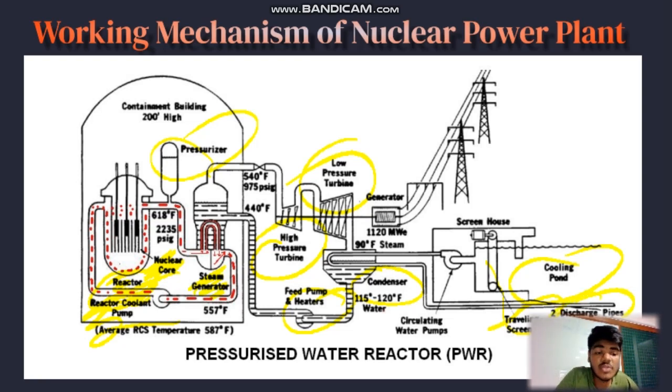After passing through the steam generator, the water, now at a lower temperature, is discharged back to the condenser through the discharge pipe. This process completes the primary coolant loop.